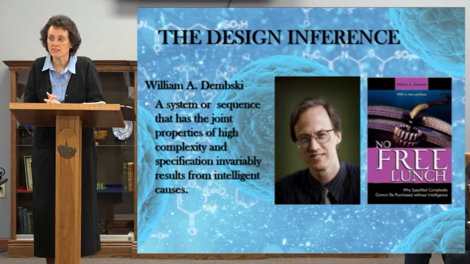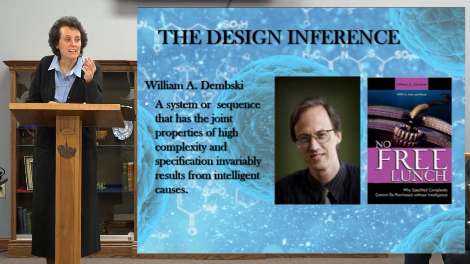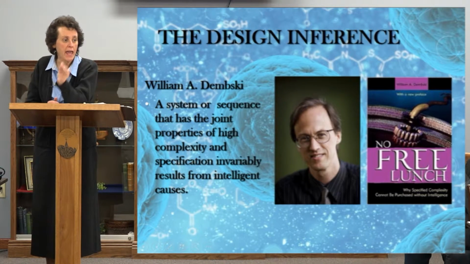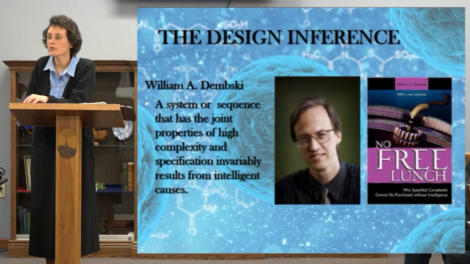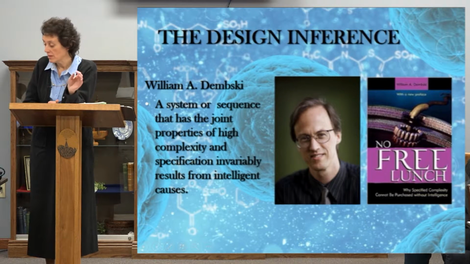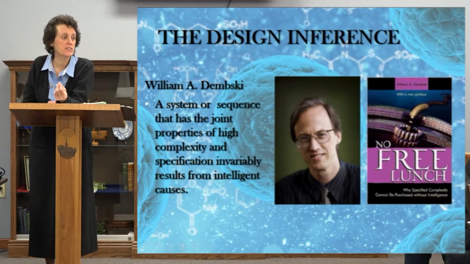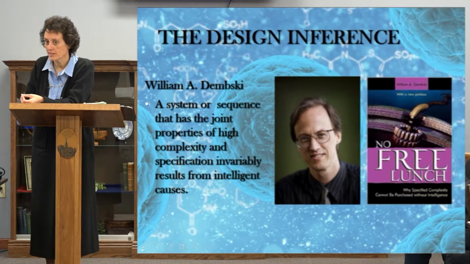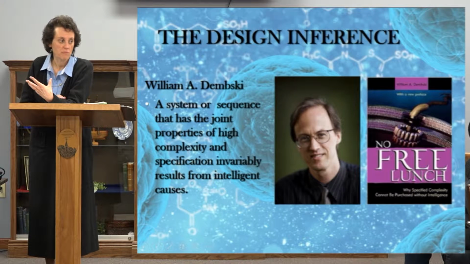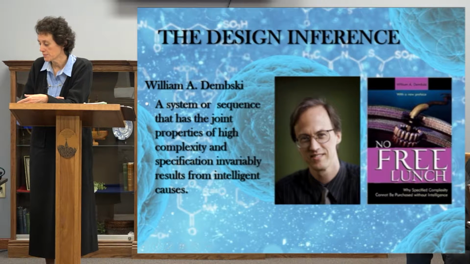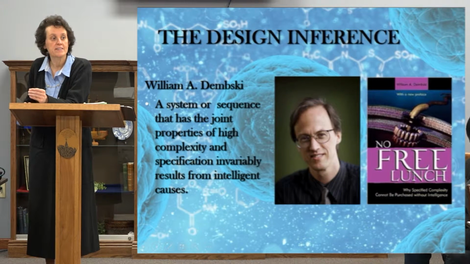Okay? There's the two characteristics: high complexity and specification. So if we see high complexity and specification, what does he say, it invariably results from an intelligent cause. So we start looking for those two things, complexity and specification. And then we're going to talk about how we do that, and that's what William Dembski calls his design inference. How do we look for those properties? How do we distinguish something that is a result of intelligence from something that is the result of natural processes? And we can apply that then to how do we distinguish something that was created from something that was just here over millions of years by random processes. So the idea here is that it's a reliable way to infer design.